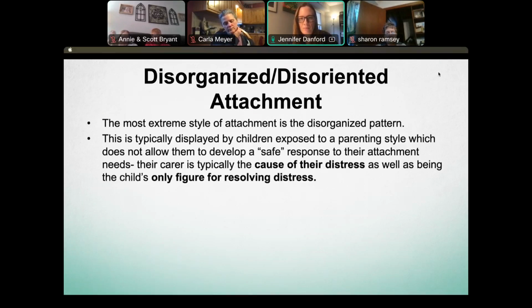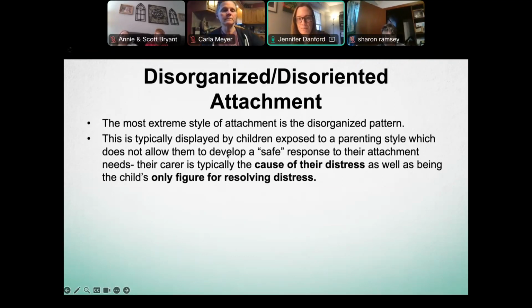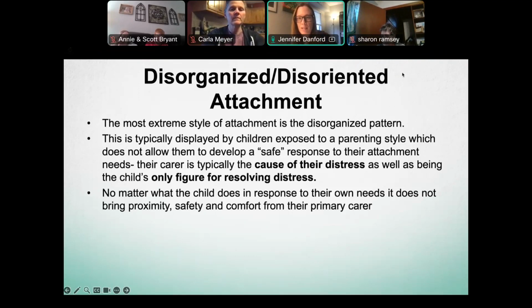So this is when the carer is the cause of their distress, as well as their only figure for resolving distress. So we see this in foster care a lot. A mom might be the abuser. Maybe she physically abuses her kids, but she also comes to their aid and takes care of them and meets their needs. So how does a child begin to understand the safety in that? That is really, really, really hard. And we do have a lot of kids that would be the case for.